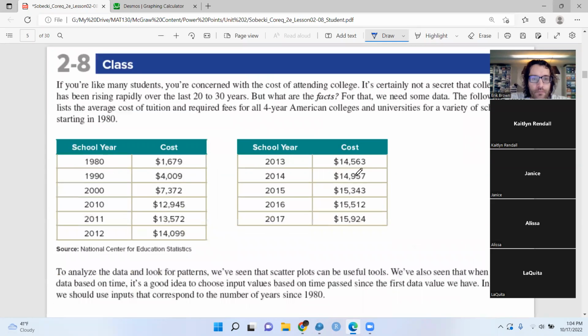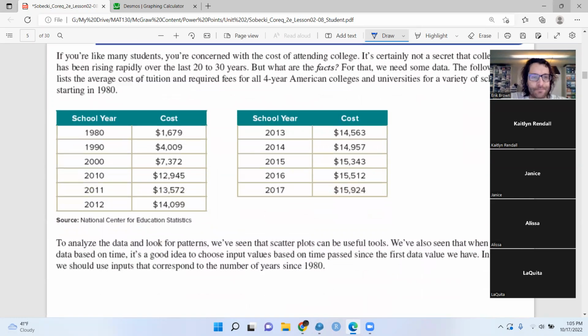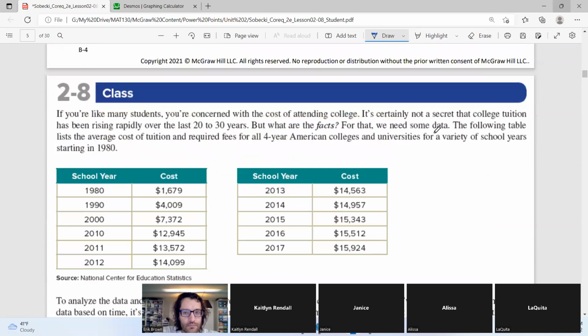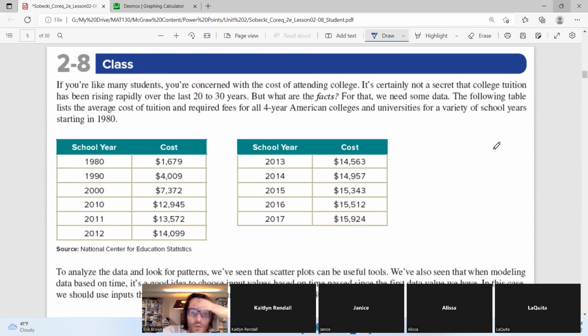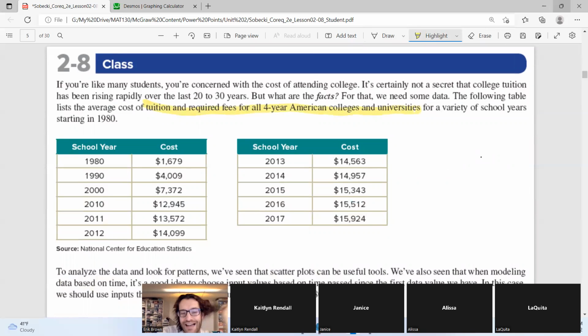So first things first, we are given a data set. This is 2.8, a little way through. And what we have here is the cost of attending college. The table here, just so we're clear on what the data set is, is tuition and fees for four-year American colleges and universities. So this is not a 2-year, which is what we are. We're a 2-year university, so presumably our costs are cheaper than this.